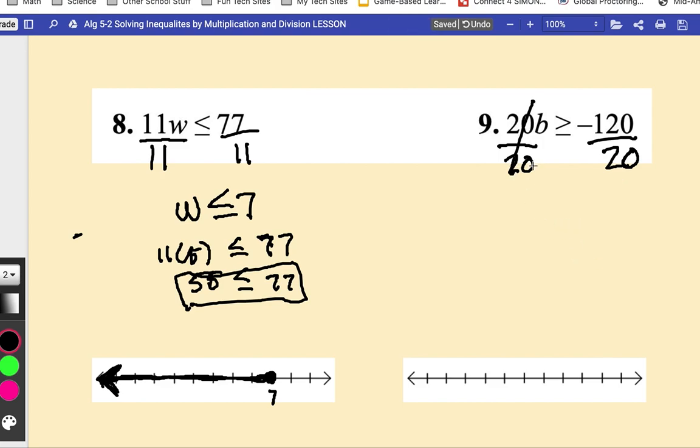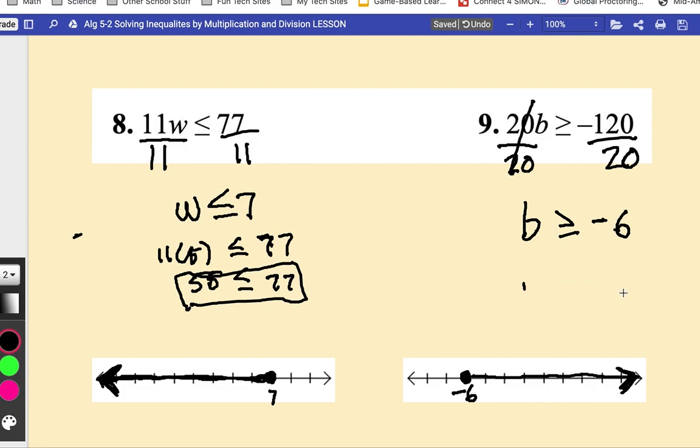When I do that, this turns into 1. So you get b is greater than or equal to, and then you do 120 divided by 20, which is 6, and then it's a negative divided by a positive, so it's negative. So it's b is greater than or equal to negative 6, so we'll make this negative 6 right here. Again, we're going to fill it because it's got that or equal to, and then we just bring it this way. See, I'm already getting a little better with using this thing. And then set it equal that way.